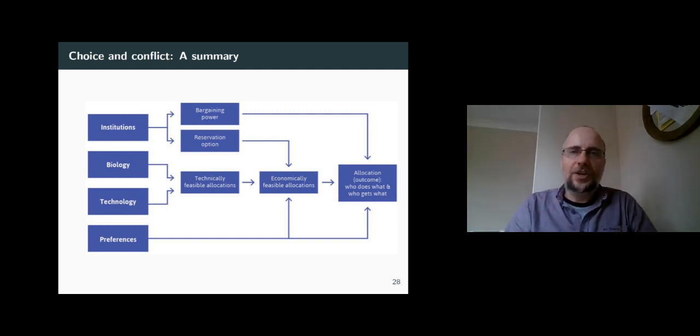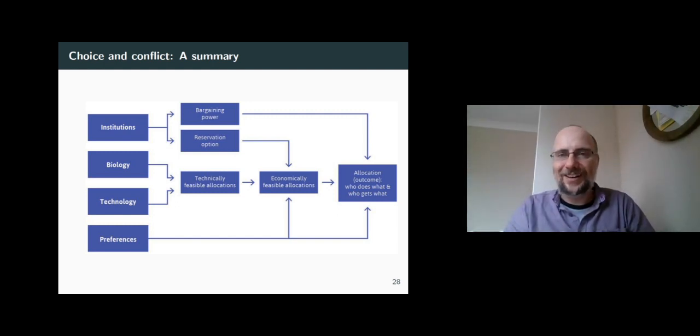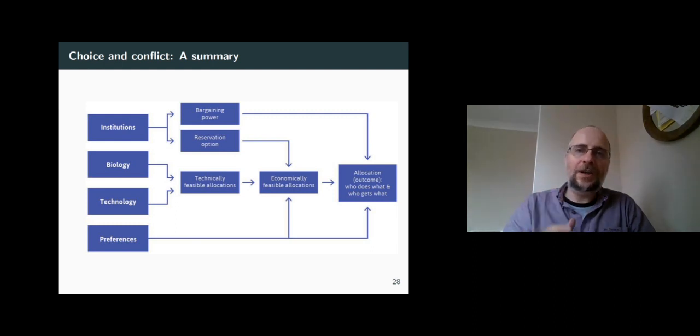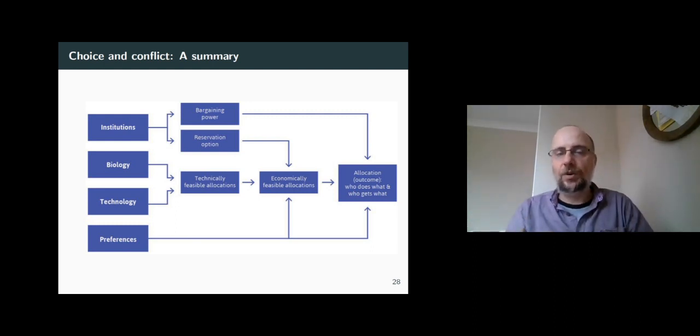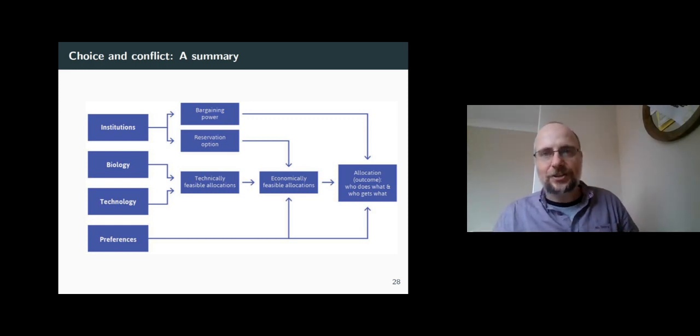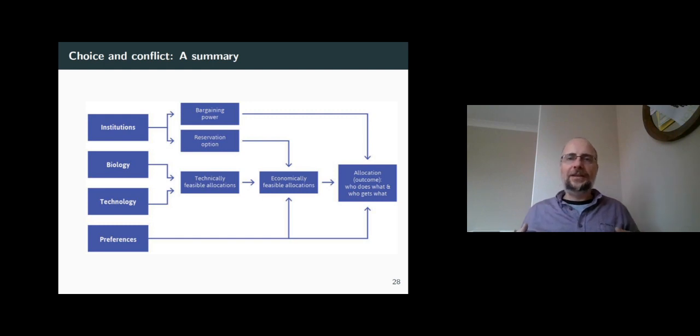And finally, of course, let's not forget that preferences are always there. They're always the other side of the coin to what is feasible. They always tell you what is desirable. As such, they're equally important in determining the equilibrium allocations.